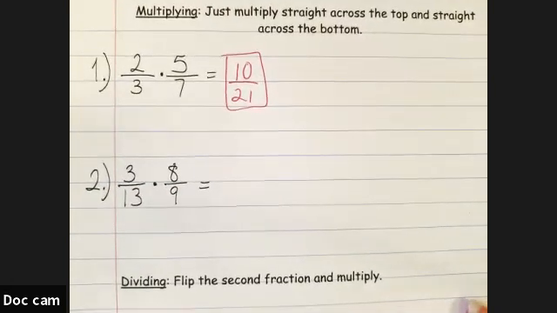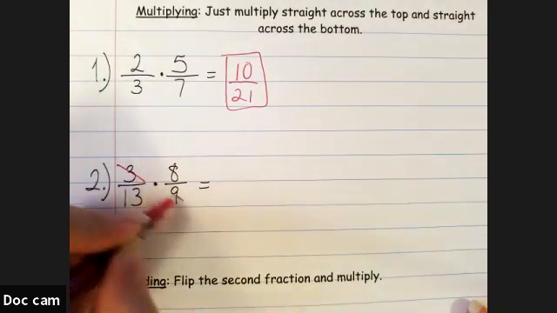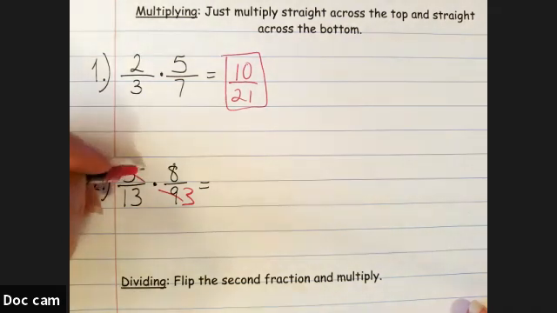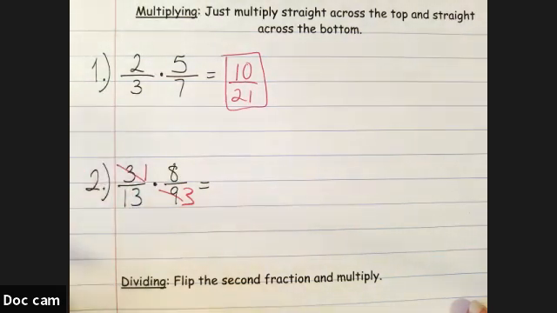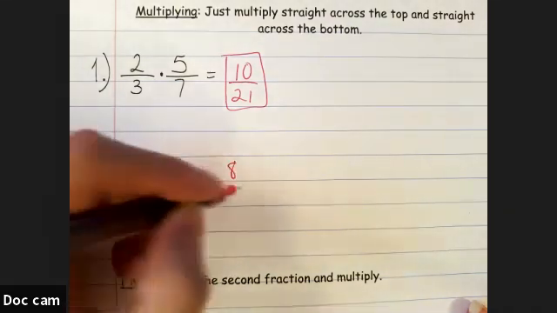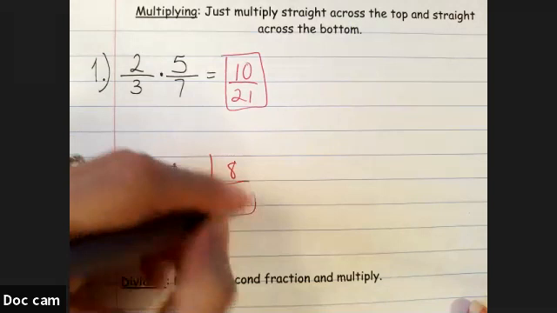On number 2 right here, you can reduce the 3 and the 9. That's what I would do first, because 3 goes into 9 3 times. And then you can put a 1 here. And then 1 times 8 would be 8, and then 13 times 3 would be 39. So it would be 8 over 39.